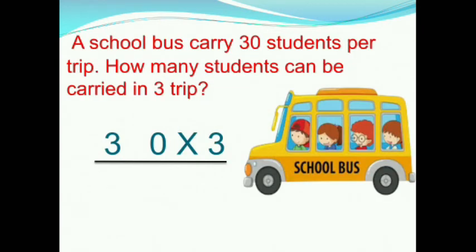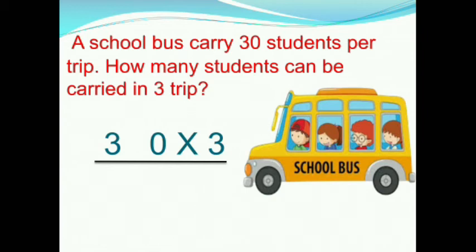Children, see this question. A school bus carries 30 students per trip. How many students can be carried in 3 trips? Here, which is the multiplicand? Yes, number of students is there, no? That is the multiplicand. How many students are there? 30 students. So 30 is the multiplicand. How many trips did the bus go? Yes, 3 trips. That is the multiplier.